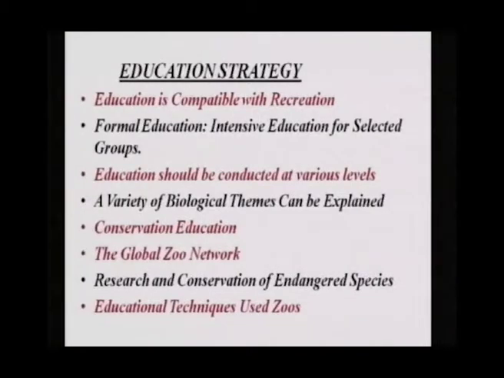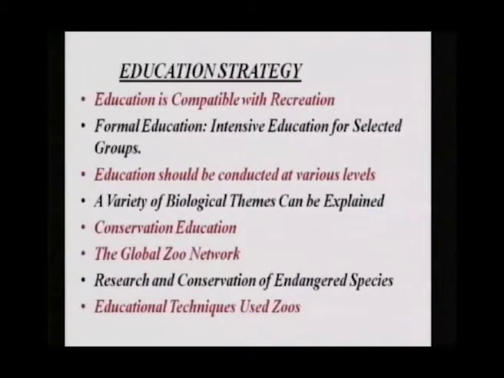With this, they will come to know about the wild animals and education campaigns, and different approaches are also required to motivate the general public. And the next strategy is that a variety of biological themes will be explained. The exhibition of animals in zoos provides the foundation for biological themes like morphology, geographical distribution, and anatomical and physiological adaptations to the environment. And the next strategy is conservation education.